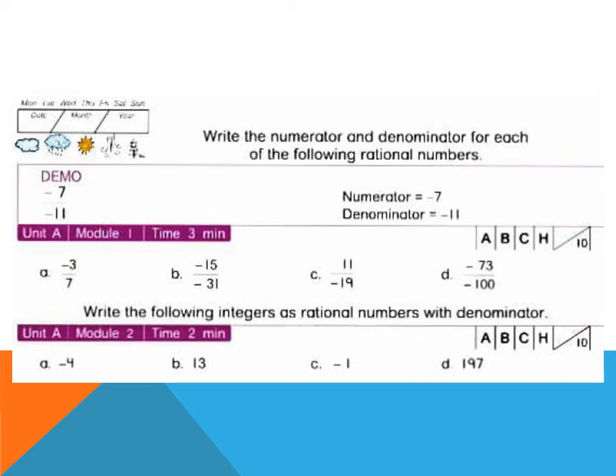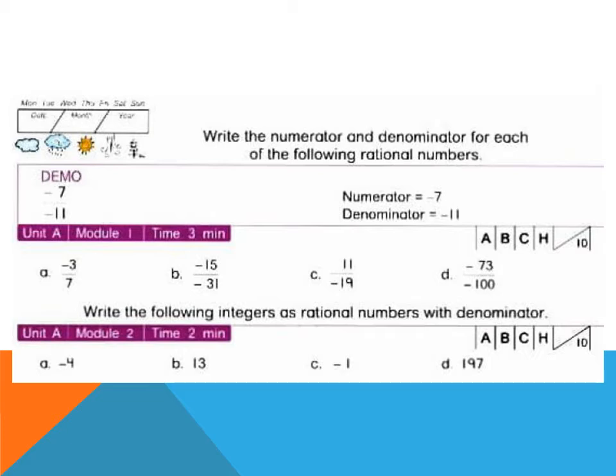In the same pattern, take 3 minutes, pause the video for 3 minutes and do all the 4 problems given in module 1. I am reading out the questions in case they are not clear on your screen. Module 1, question A, minus 3 by 7. Question B, minus 15 by minus 31. Question C, 11 by minus 19. And question D, minus 73 by minus 100.